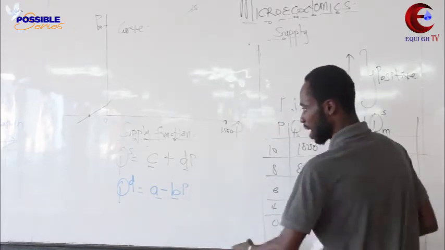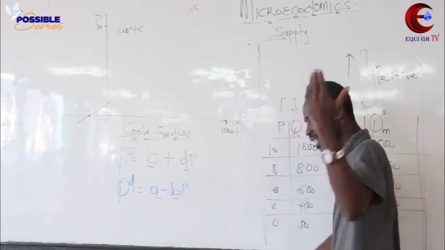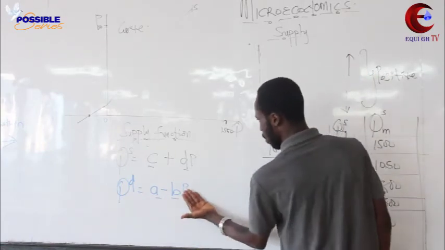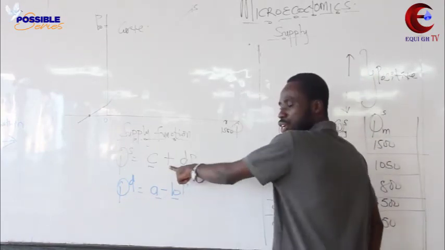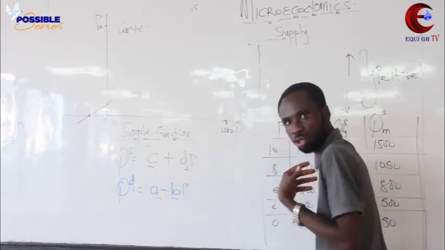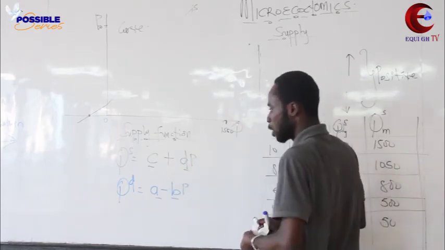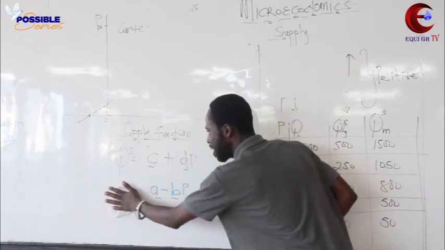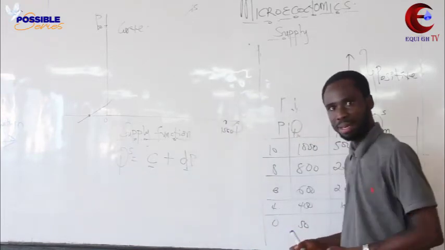So over here in the demand we put minus. We have explained that it is because of the negative relationship between price and quantity. But here we are using plus, addition, because of the positive relationship between quantity supplied and the price. I hope it makes sense.